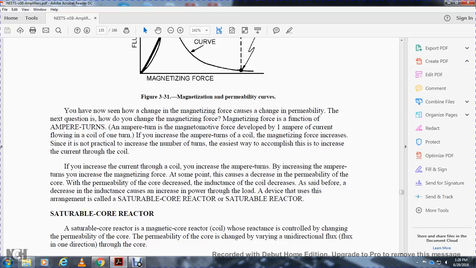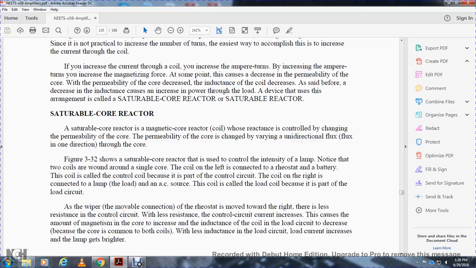This covers the decrease of the permeability of the core, and the decrease of the inductance of the coil. As said before, the decrease of the inductance causes the increase of the power through the load. The device, even the arrangement, is called a saturable core reactor, or saturatable core reactor.